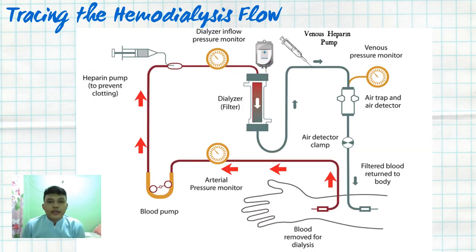After the blood enters the dialyzer, it will then go out of the dialysate outlet. Then the venous bubble trap is utilized to catch the air in the system to prevent it from returning with the venous blood back to the fistula.